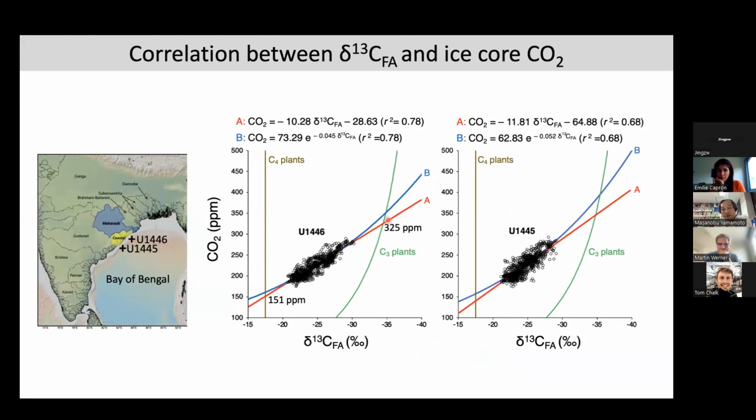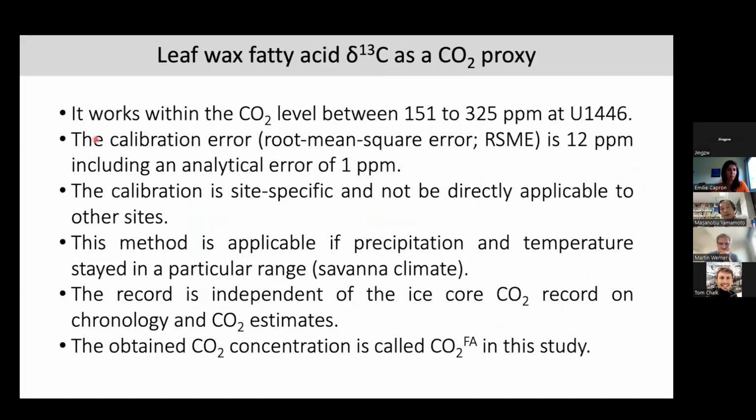And we can make the regression lines, a linear one and a curved one. Both coefficients of determination are almost the same. So we tentatively use the linear regression line for the calibration from the carbon isotopic composition to estimate the CO2 concentration. This proxy works within the CO2 level between 151 and 325 parts per million at the study site. If we change the study site, then this range also changes.